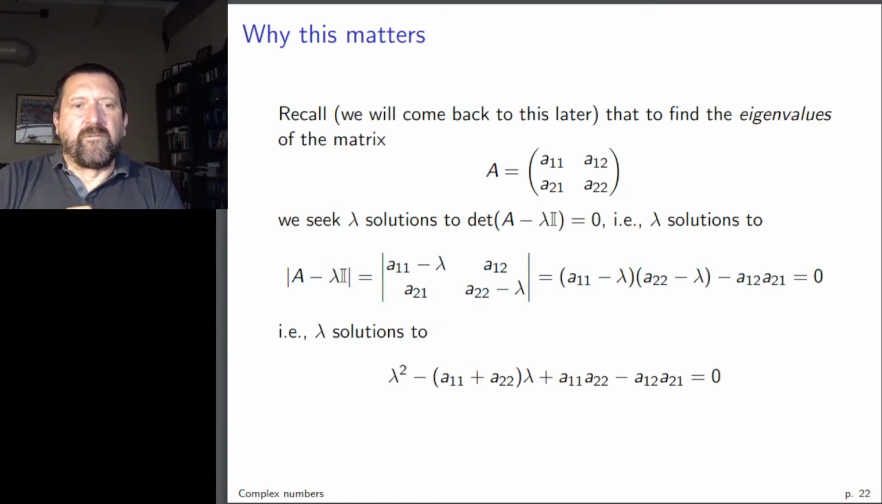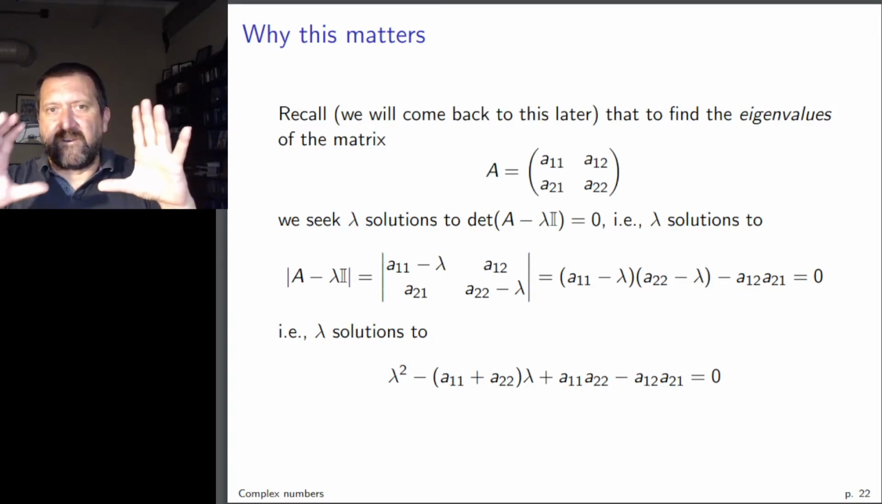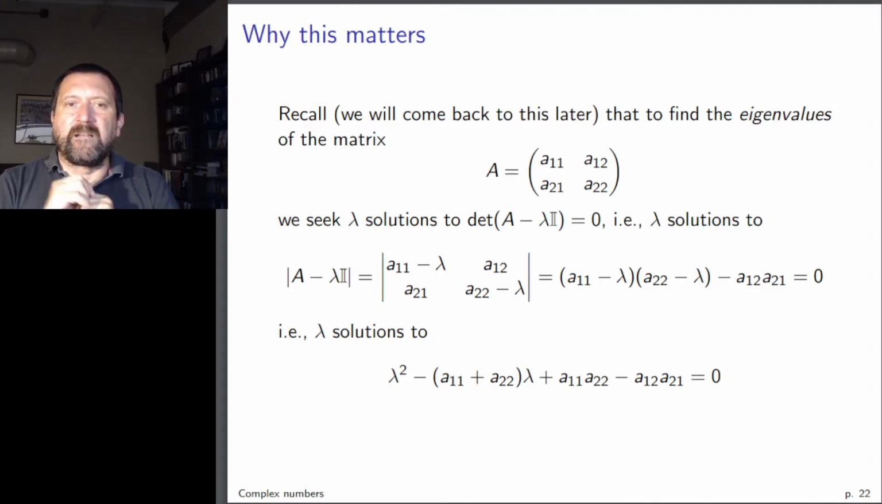Okay, so A minus lambda I is simply, recall, and we'll come back to that, the identity is simply the matrix with 1s on the diagonal and 0s everywhere else. So A minus lambda I is this matrix: a11 minus lambda, a12, a21, a22 minus lambda. I take the determinant of this, and I remind you that the determinant is simply the product of the diagonal entries minus the off-diagonal entries. So that's what the determinant is here.